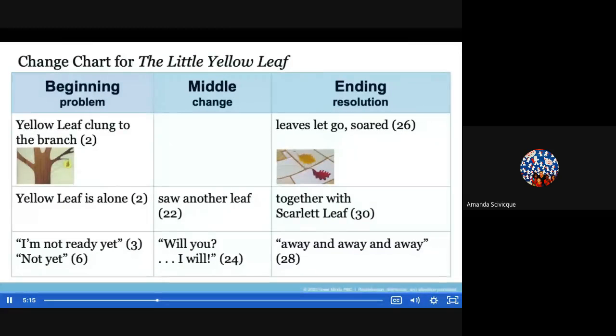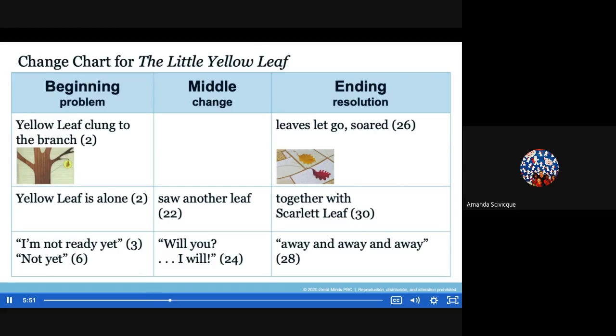We can use the change chart to help us think about the central message of the story. What do you notice about the words we examined at the beginning? What do they tell us about how the leaf was feeling? Whisper to me or tell a learning partner. Little yellow leaf is definitely not ready to let go at the beginning of the story.